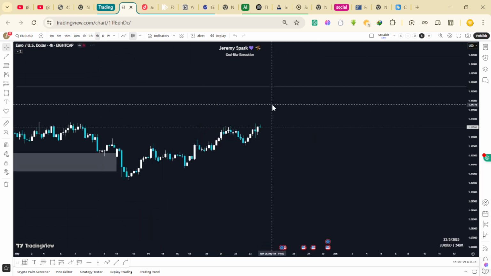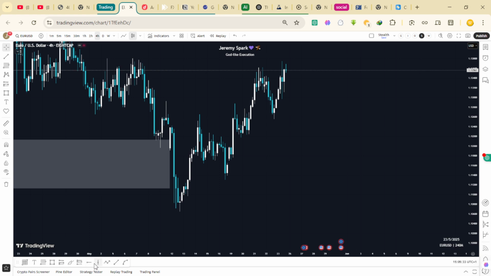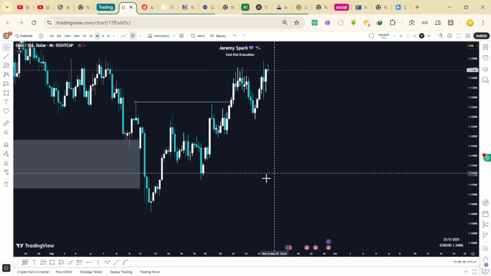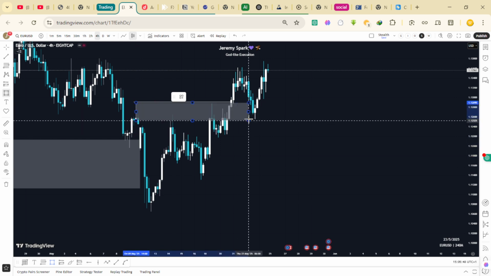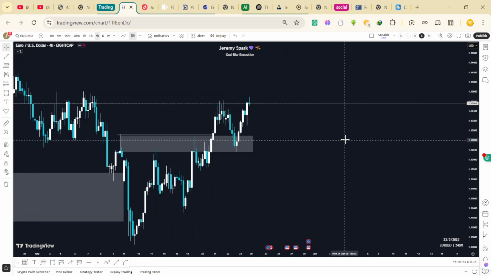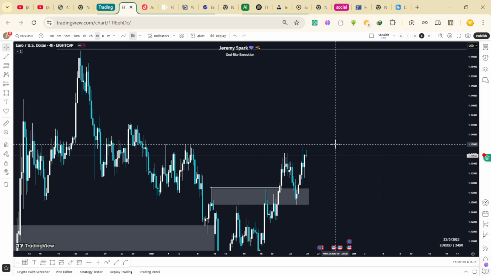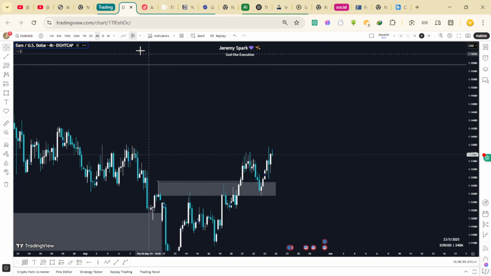Now we'll go to the 4 hours. What do we have here? We can see that we have another change of character on the 4 hours around this point, which is also what? A breaker block being represented here. And what did price do? Price reacted perfectly on the breaker block and started moving up. So these are our liquidity points that are expected to be taken out next week.